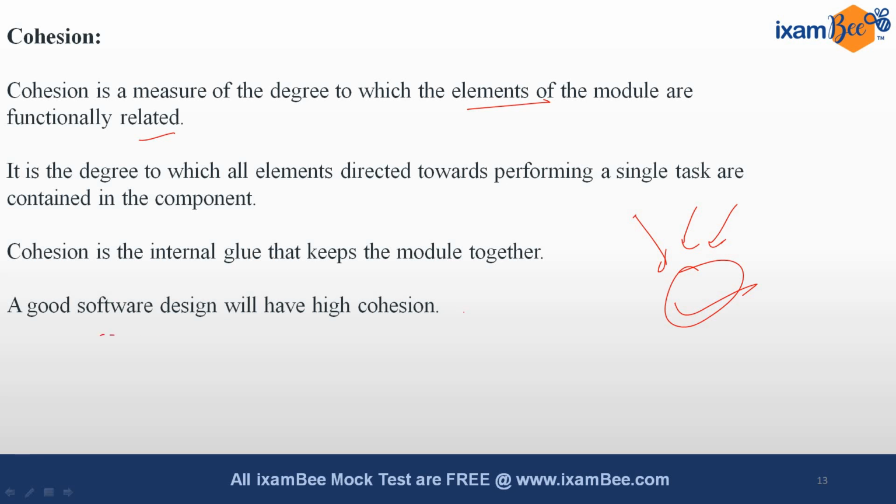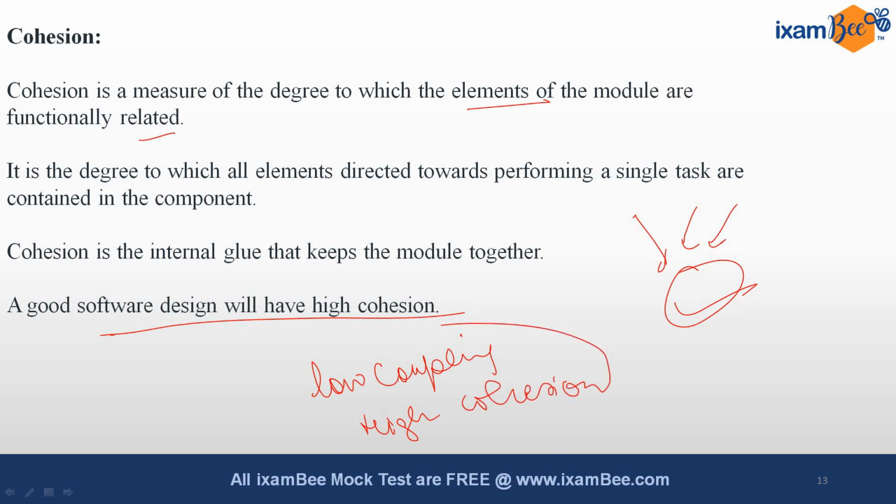So a good software design will have high cohesion. It means teamwork. Whenever a lot of teams are coming together to achieve a particular target, that is very good. So we need to bind them all together, and to bind them we need some element that is functionally related throughout those modules. So in order to have good software, we should have high cohesion as well as low coupling. This you have to remember: low coupling and high cohesion. These are the actual things for good software.